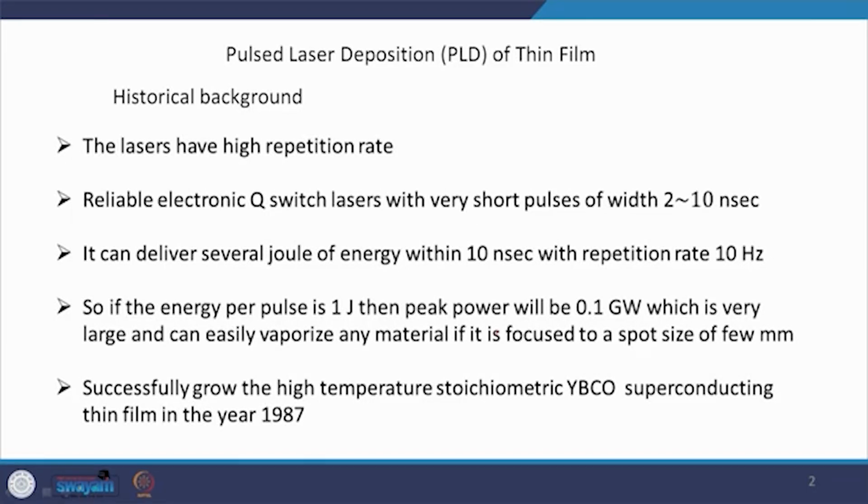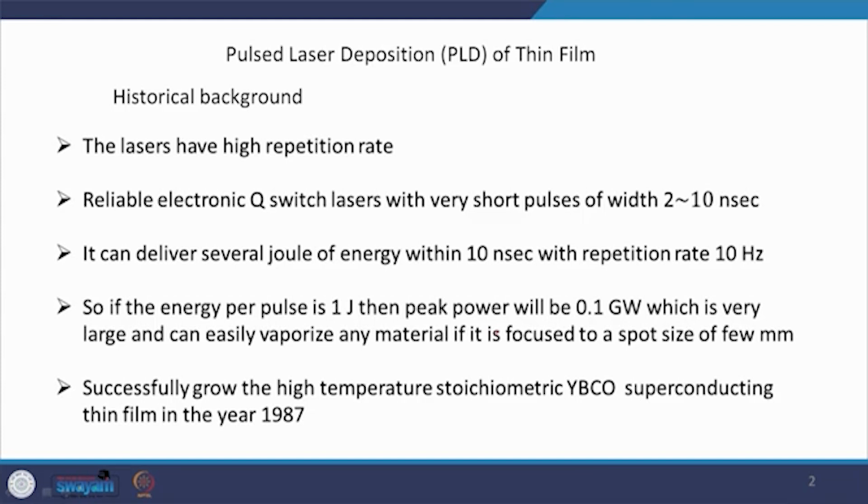Now, this laser light, like common light, you can focus with a lens. So, it can deliver a huge amount of energy within a very small area, which can be almost 2 to 3 millimeters. With this kind of energy, the first thin film successfully grown was YBCO, that is yttrium barium copper oxide, a superconducting thin film.